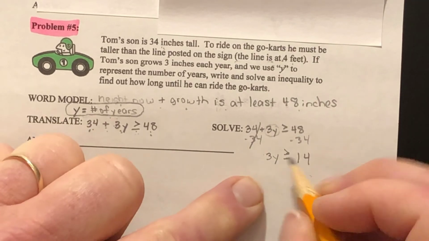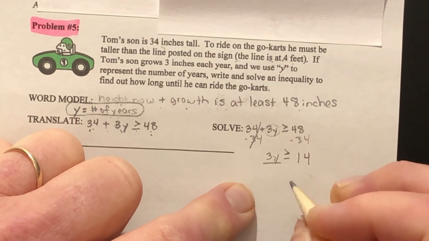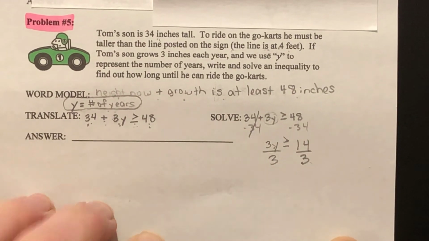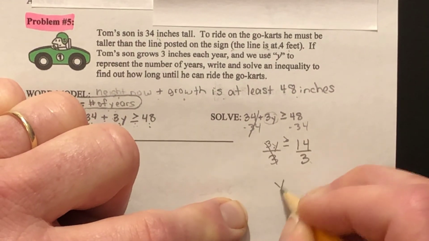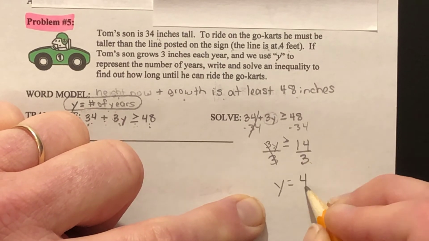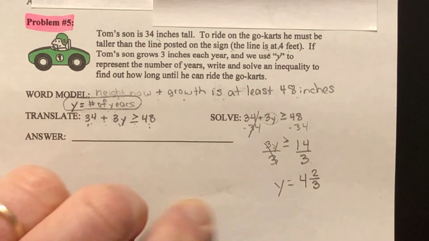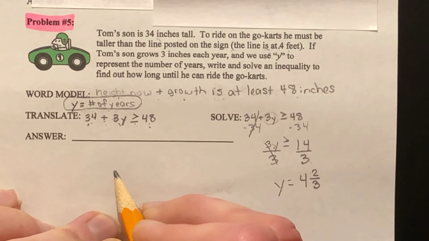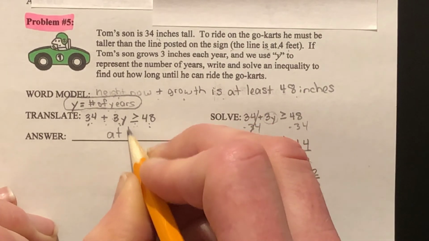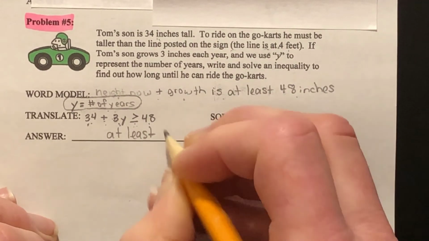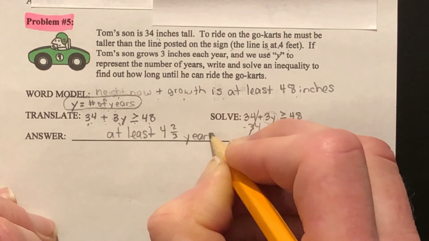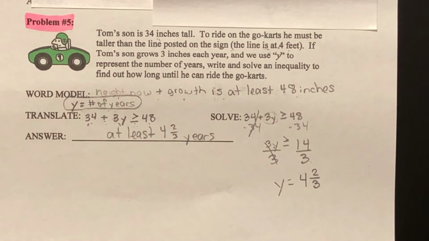All right, so now we will isolate just the y by dividing both sides by 3. Y equals, 3 goes into 14, 3 times 4 is 12, 4 2/3. So he would need to wait at least 4 2/3 years. I hope he's not wanting to ride that soon, because it's going to be a while.